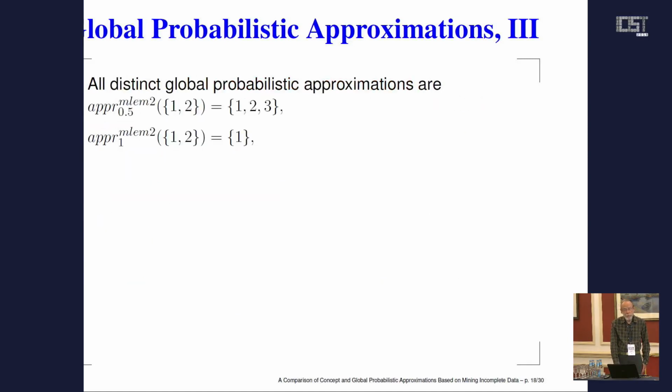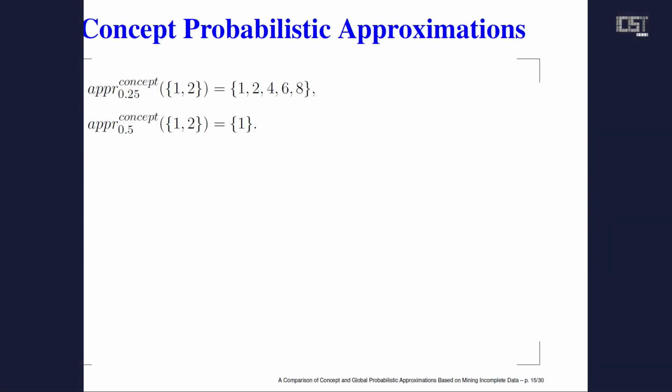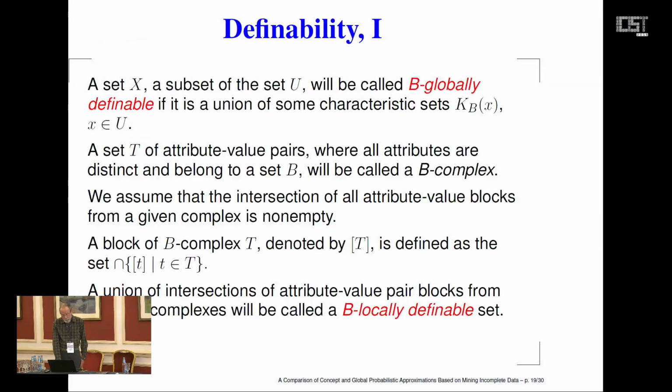So for our little example, you have here all global probabilistic approximations, and it is pretty obvious that in this example, for this concept, global probabilistic approximations are better, because the approximation for the first concept, 1, 2, has only 3 items, while before, for the concept approximation, it had 5. So it better approximates the idea.